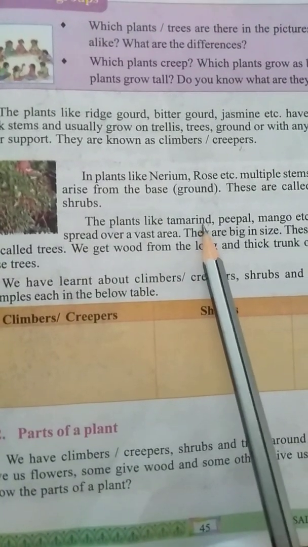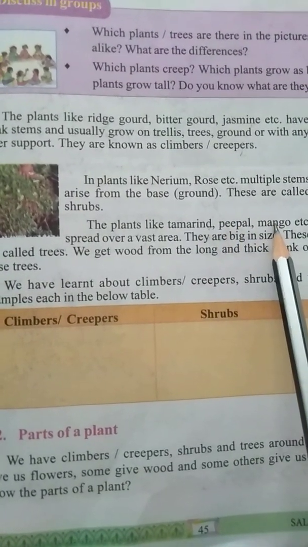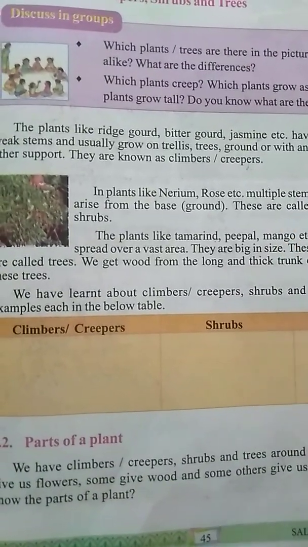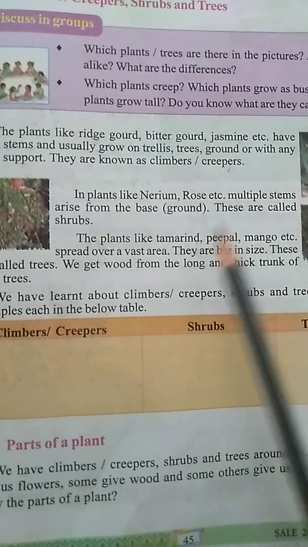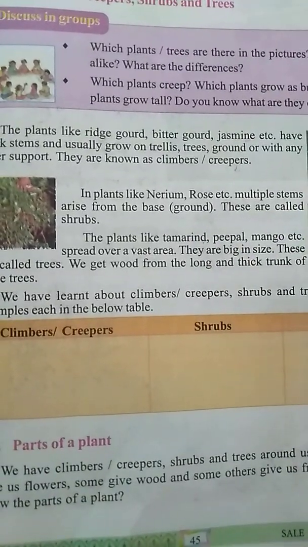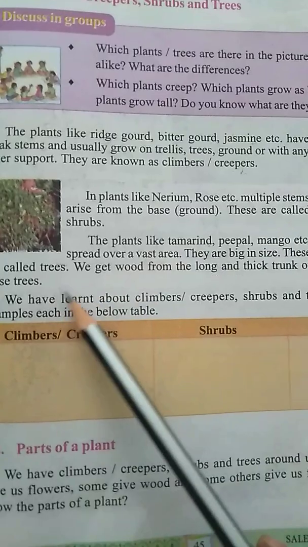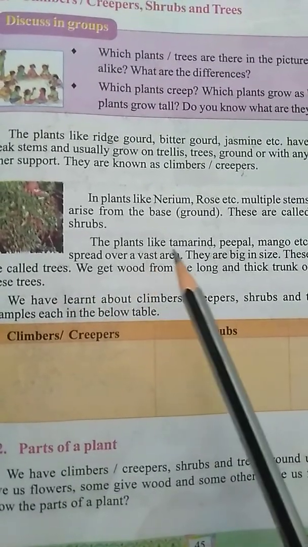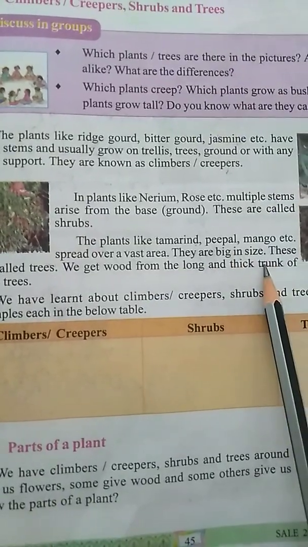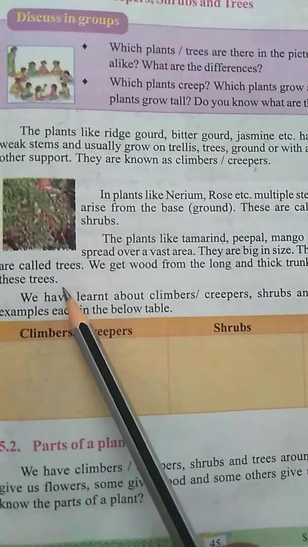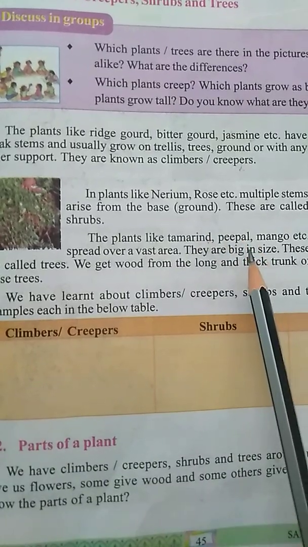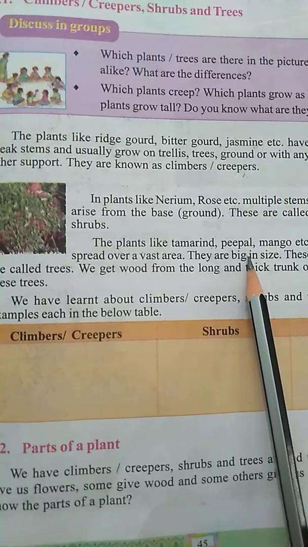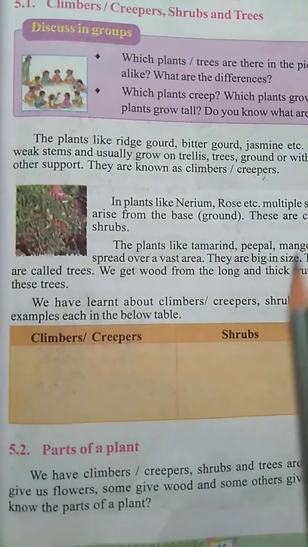See here, tamarind tree, people tree, neem tree, mango tree, banyan tree, etc. These trees spread over a vast area. That's why they are called trees, because they are very big in size. We get wood which is used to make furniture from the long and thick trunk of these trees.